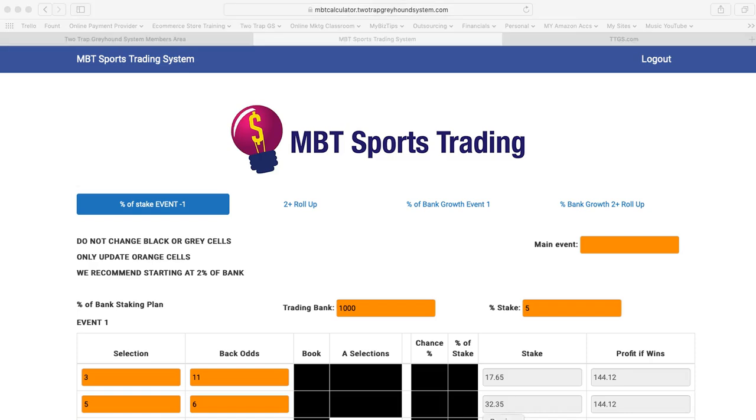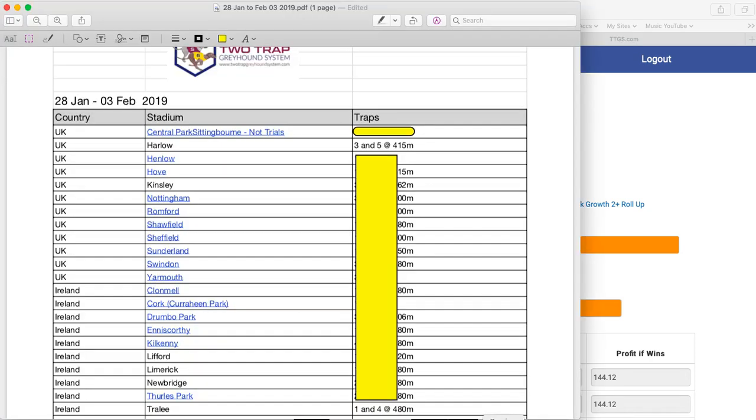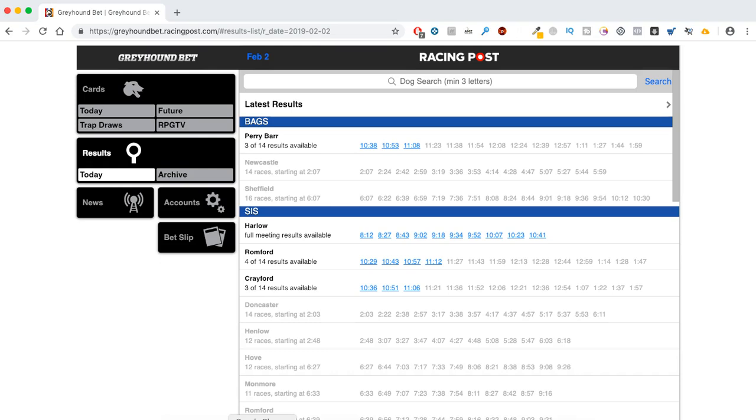So I'm going to use a real life example, and what I've done is taken this week's research done for you alerts email service, and I've selected this particular track, Harlow, and it's traps 3 and 5 at 415 meters to illustrate how the calculator works. So let's just go over to Harlow and see how it's progressing.